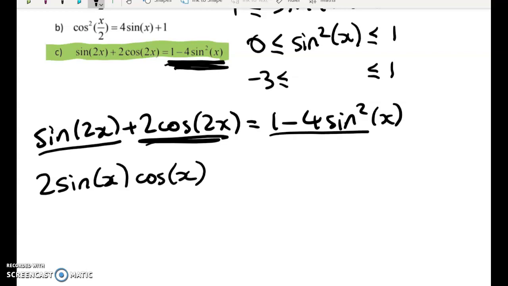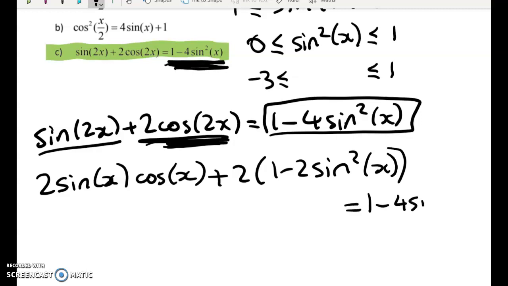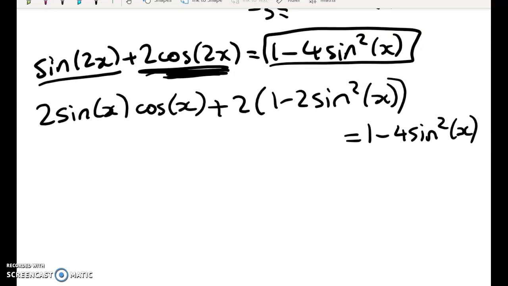Looking over here at where I'm trying to link up to, I can see that I've got a sine squared in here. So I'm going to pick the version of cos 2x that's got sine squared in it. So it's going to be plus 2 times 1 minus 2 sine squared of x. If you'd chosen another one, you would get there, but you might just take a little bit more time to do it. So my equation now looks like this.